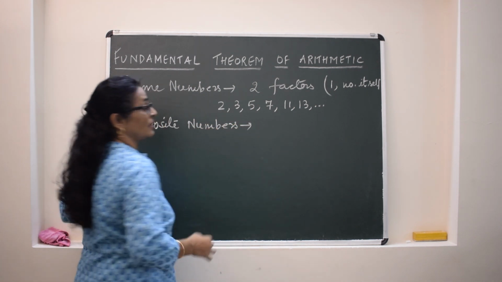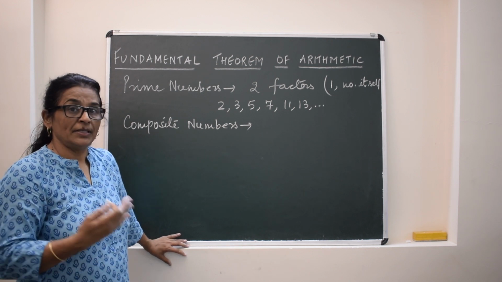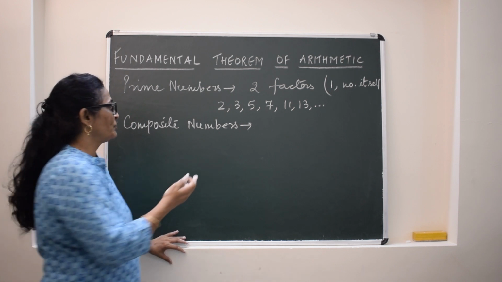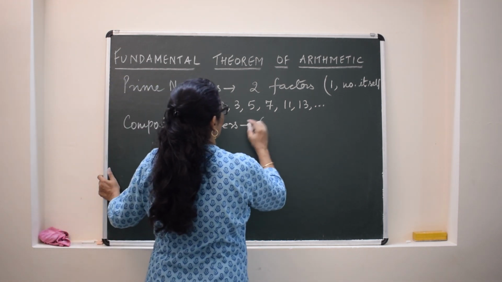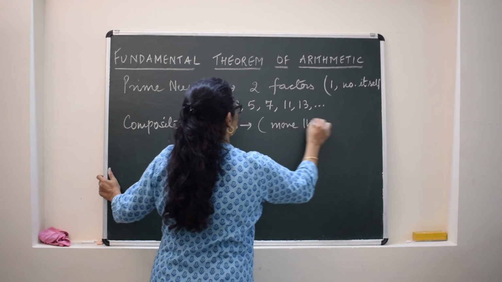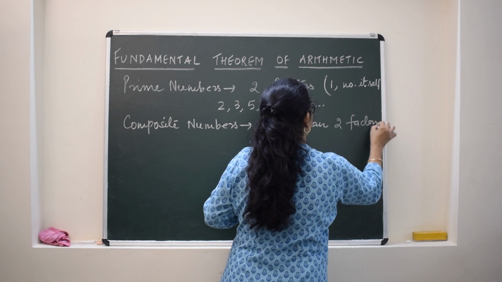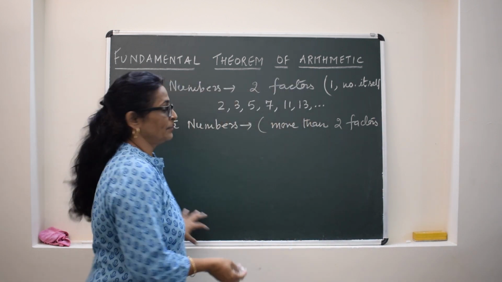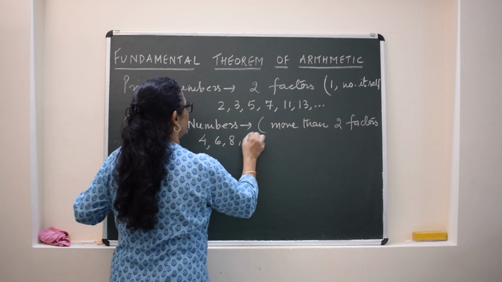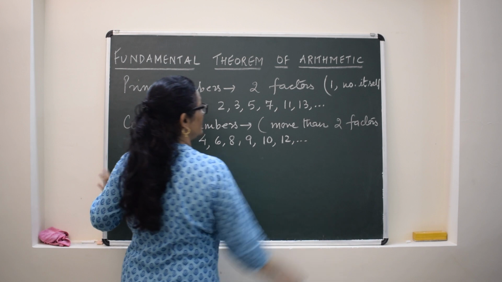Composite numbers are the ones which have more than two factors. Means they come in the tables of different numbers, or we can say they have more than two factors. For example, 4, 6, 8, 9, 10, 12 and so on.